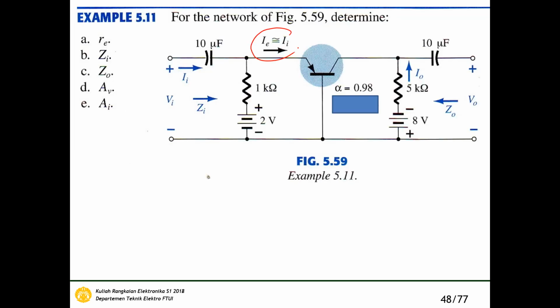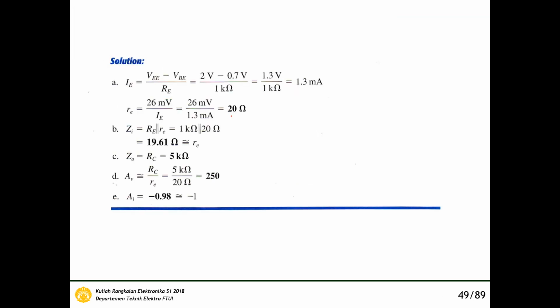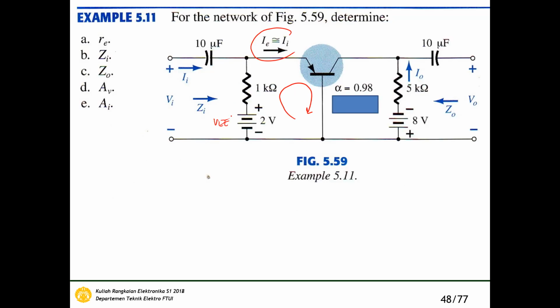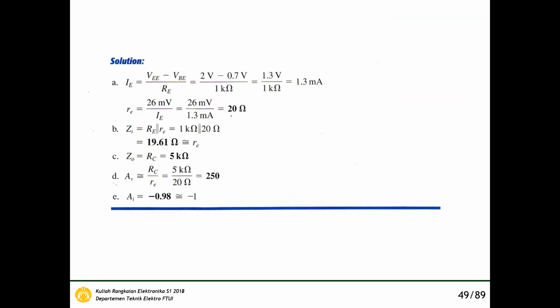Okay, so in this loop, this is the VEE. We get VEE is 2, VBE is minus 0.7, per 1 kilo ohm. We get 1.3 milliampere. So the small re is 26 millivolt per 1.3 milliampere. We get that re is 20 ohm.